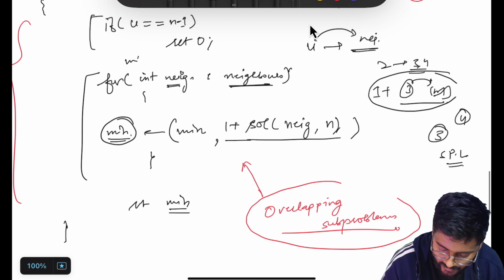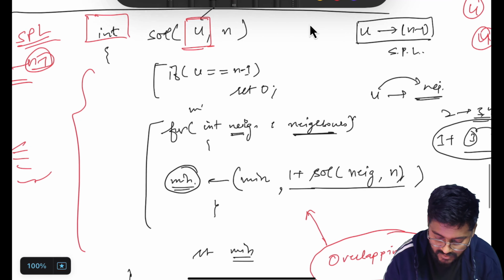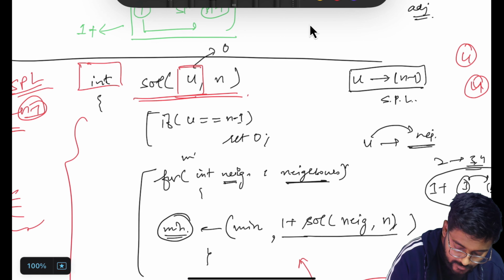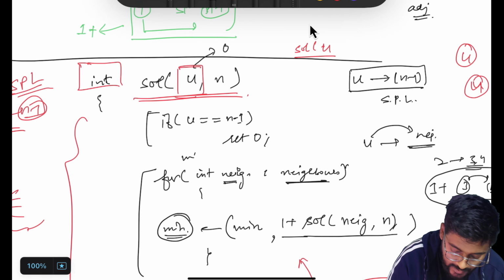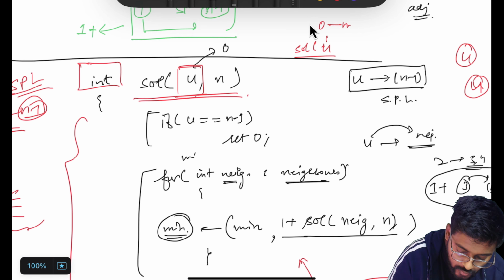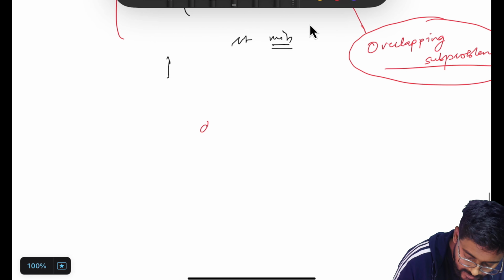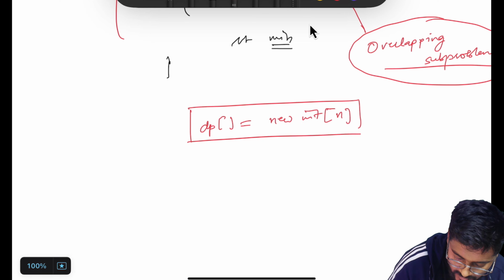And whenever we have overlapping subproblems in our recursion, we will try to cache the call. In this call, there is only one variable, which is the city number. City number is u, and the city number will go from 0 to n minus 1. So these values, 0 to n minus 1, we need to cache somewhere, and we can cache them in an integer array of size n.